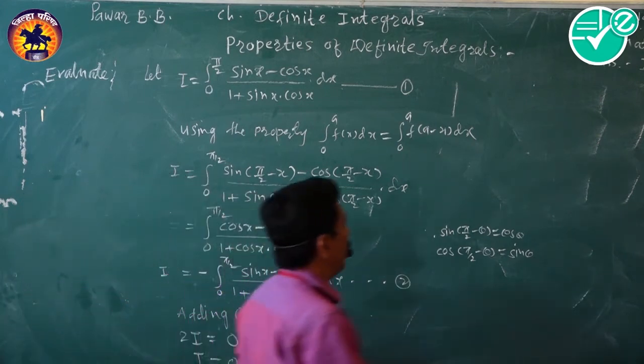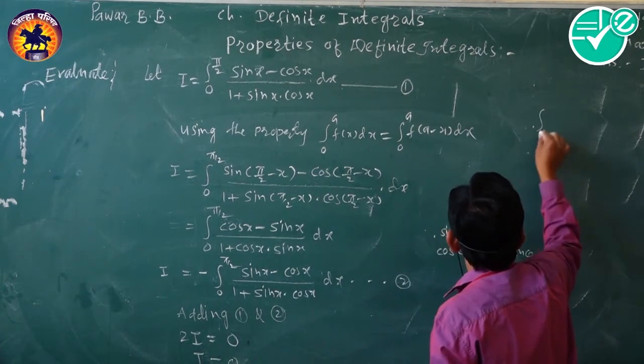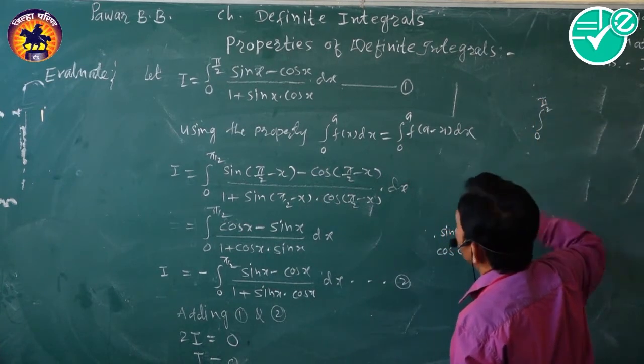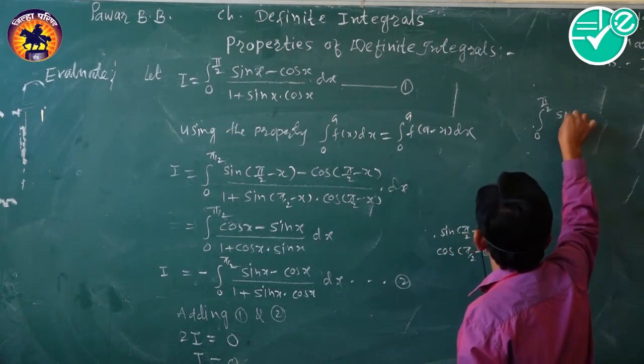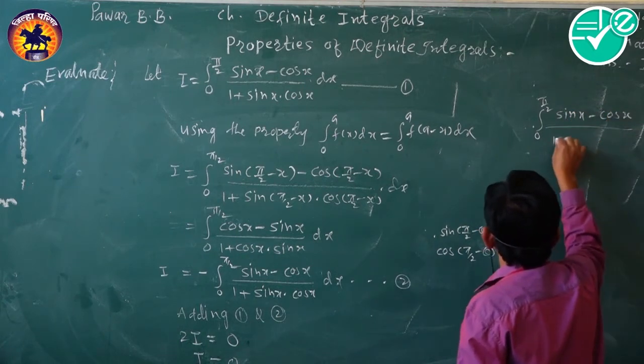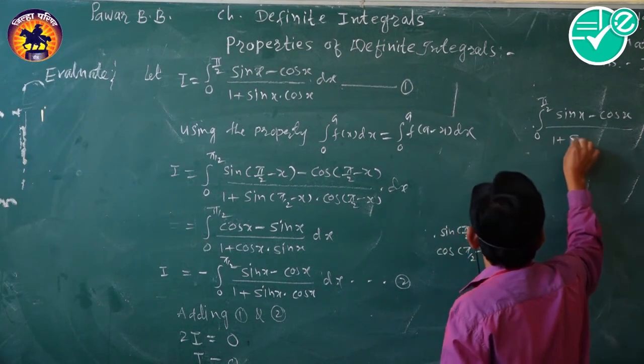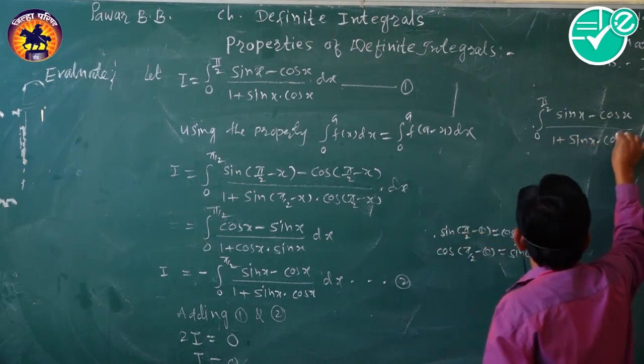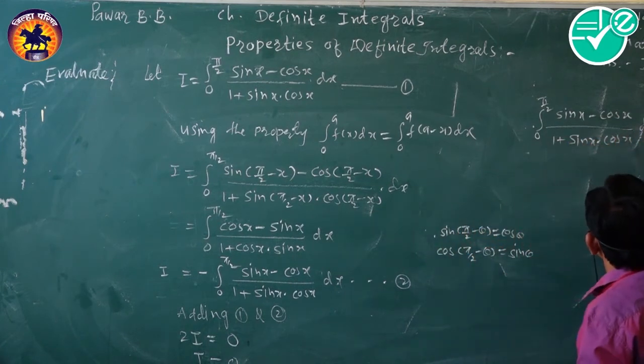Therefore we can write integration from 0 to pi by 2 of (sin x minus cos x) divided by (1 plus sin x into cos x) dx is equal to 0.